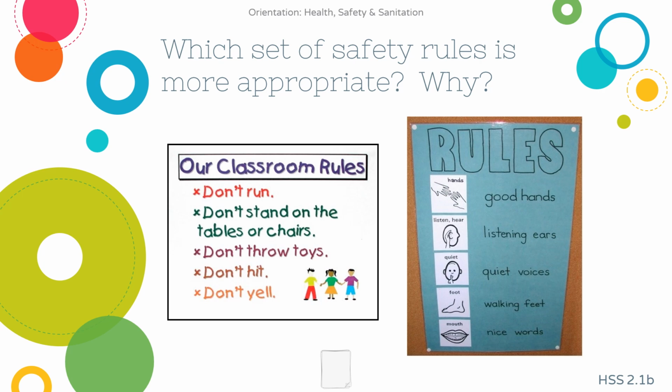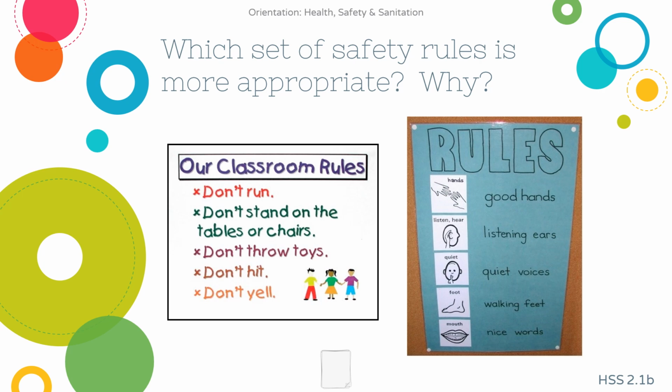Now look at the poster on the right. Instead of listing forbidden behaviors, this chart focuses on positive actions. Good hands, listening ears, quiet voices, walking feet, nice words. It even includes visual cues to help children connect each rule with something they can understand and remember. So, which one do you think is more appropriate in an early childhood setting? The answer is the right side poster.